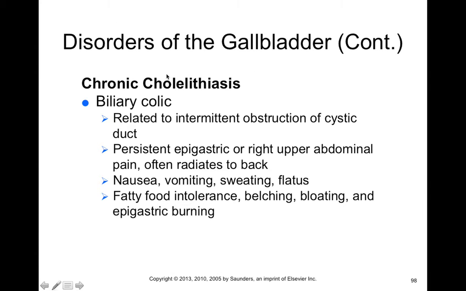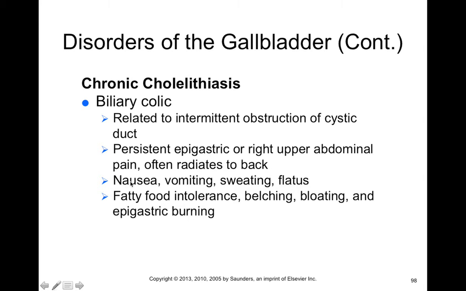So chronic cholelithiases can lead to things like biliary colic, and this is related to intermittent obstruction of the cystic duct, and due to the lack of the release of bile, this causes persistent epigastric and right upper abdominal pain that can radiate to the back.